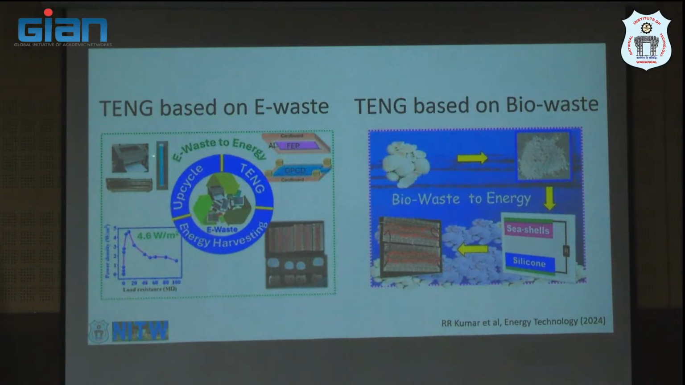What we have done is we have taken this tube and made it a flat sheet, and we made a device out of it, and we were able to produce 4.6 watt per meter square with this electronic waste. And same with seashells, we collected some seashells from the nearby seashore in Vijayawada, and we made a powder out of it, and made a device out of it, and it also produced a good amount of voltage and current.